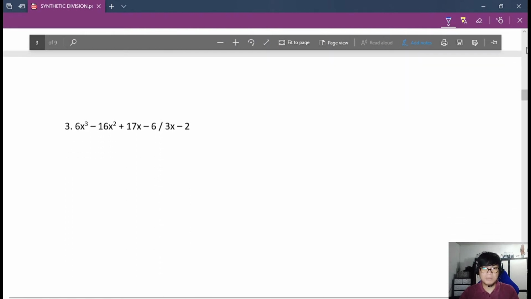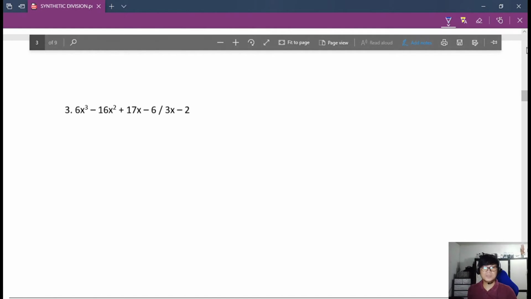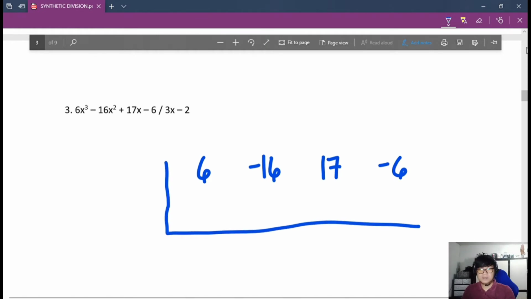Check natin kung may missing terms or na-arrange ba siya. Na-arrange naman, no missing terms. So we will write first the coefficient 6, negative 16, 17, and negative 6 divided by, so 3x minus 2, diba?